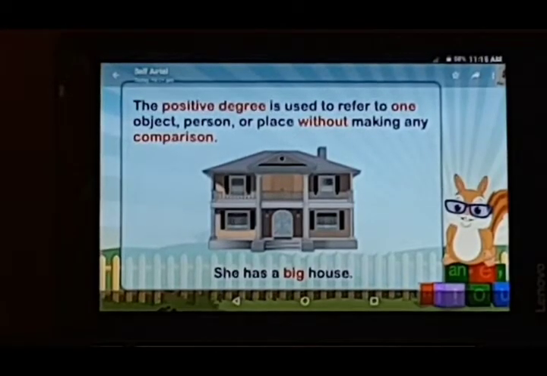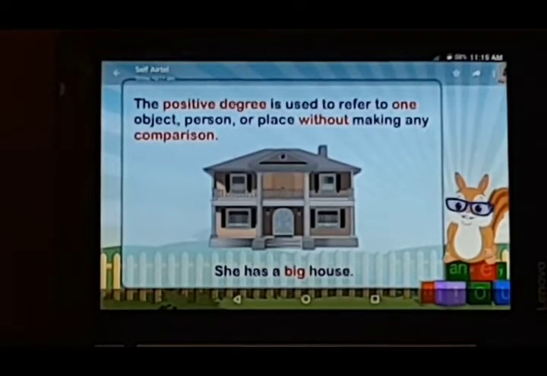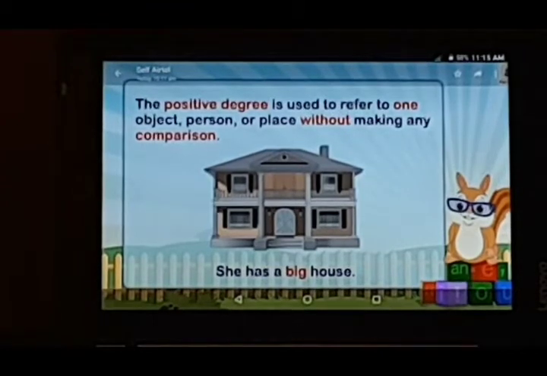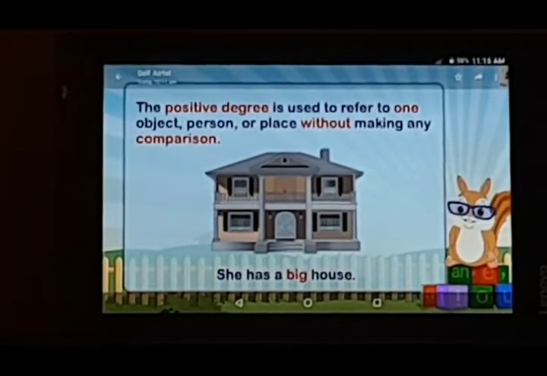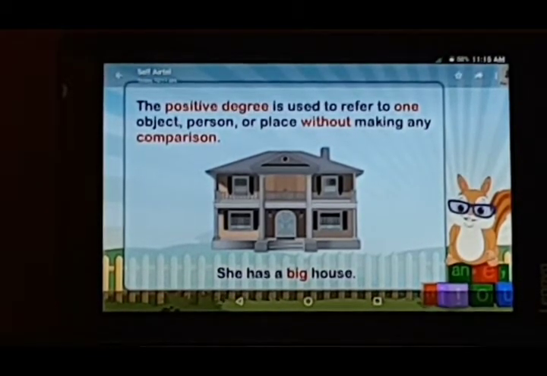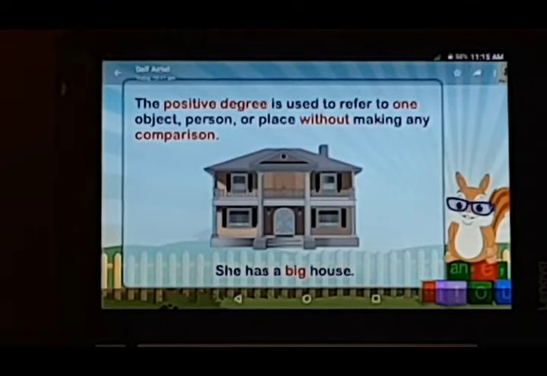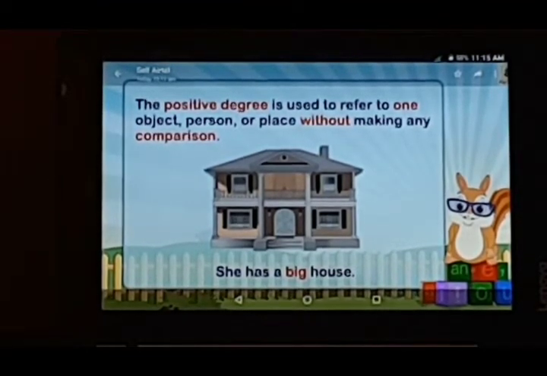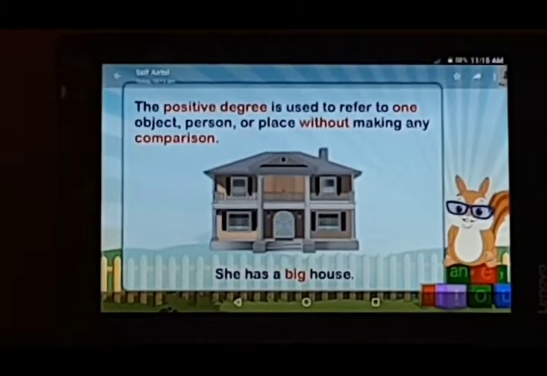For example, the positive degree is used to refer to one object. Here we have a picture of a house. So here we have only one noun. And what can we say about this house? It is a big house, or she has a big house. The house is beautiful. The house is big. The house is huge. So we can say different words for this single noun. So what do we understand here? That positive degrees are used when we talk about the qualities of a singular noun.